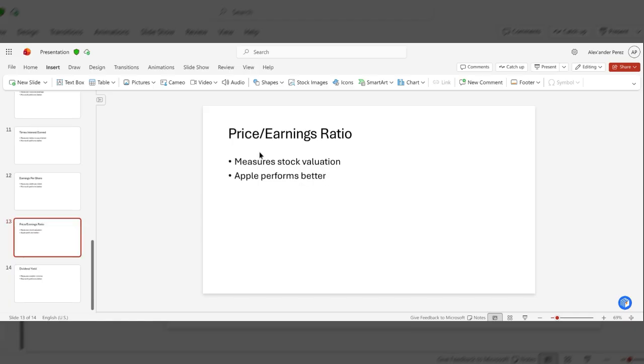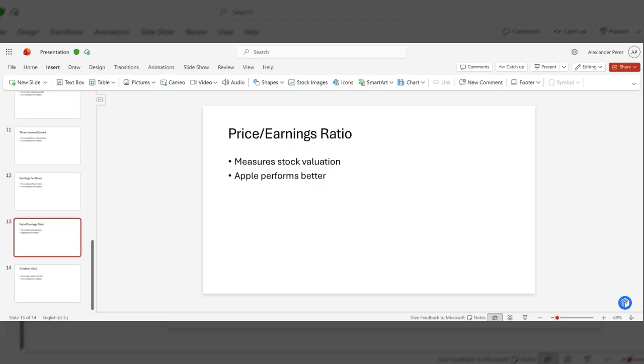Price earnings ratio, or PE ratio, measures stock valuation. Apple performs better. The PE ratio reflects how a stock is valued, and Apple's lower ratio may indicate it is more attractively priced.